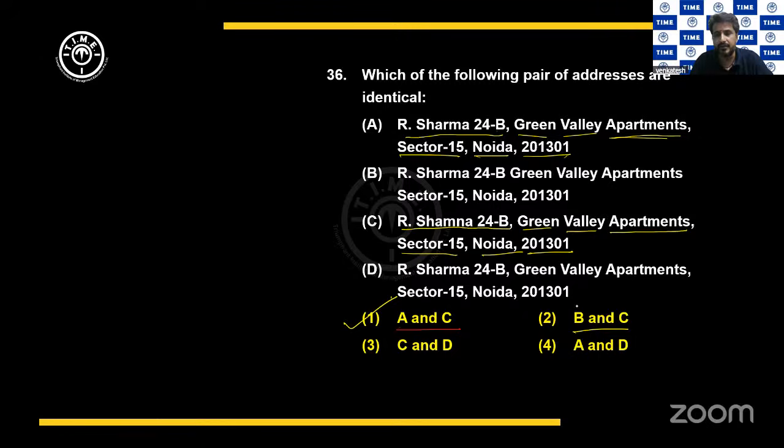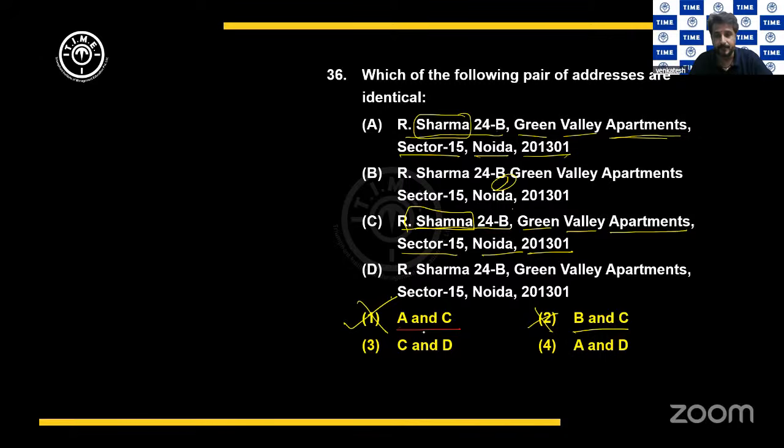Why B and C are not identical means simple. Comma is missing here. Comma is missing. That's why B and C are not identical. Why C and D are not identical? No, wait. A and C are also not identical. Here it is mentioned Sharma. Here it is mentioned Shamna. I'm sorry. A and C are also not identical.